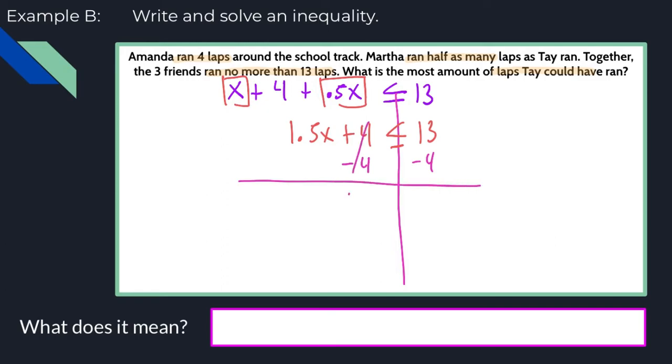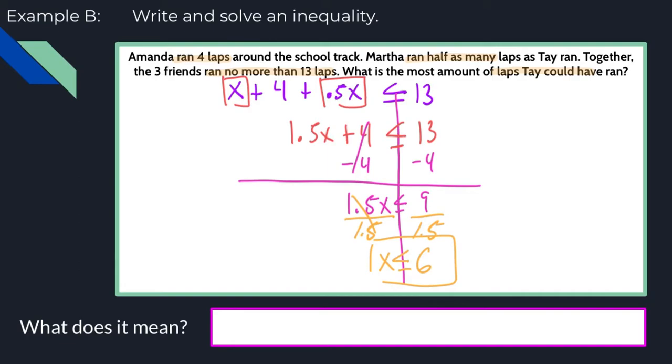These are going to cancel, bring down 1.5x. 13 minus 4 is going to be 9. Then we need to divide both sides to finish off our inequality. Divide both sides by 1.5. The inverse of multiplication is division. These are going to cancel, bring down our x. We did not multiply or divide by a negative, so our sign stays the same. 9 divided by 1.5 is 6. So our answer is x is less than or equal to 6.